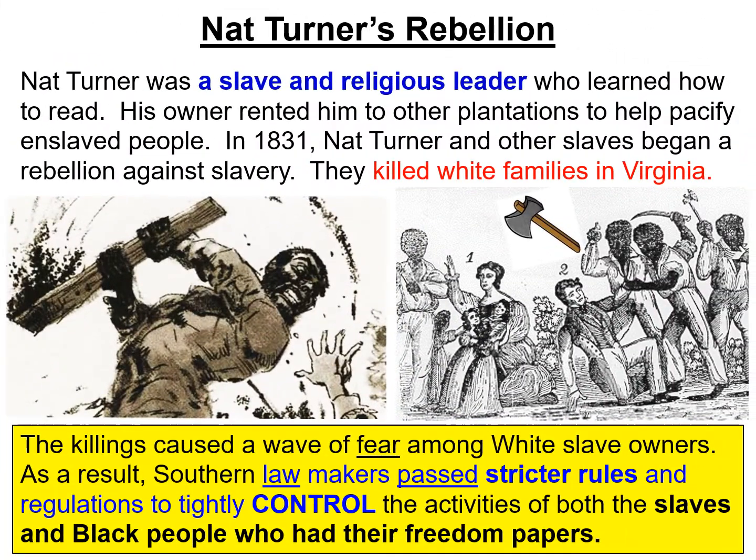There was one enslaved person, his name is Nat Turner, and there's a situation in history called Nat Turner's Rebellion. Well, let me tell you a little bit about Nat. Nat was a religious leader, and he learned to read. He was a slave, but he learned to read. And his owner would ring him out to other plantations so that he could talk to the other enslaved people and tell them that you need to do your work and you need to be good for your master. And once you die, you might have a better life when you get to heaven, but pretty much don't cause any problems right here and right now for your owner.